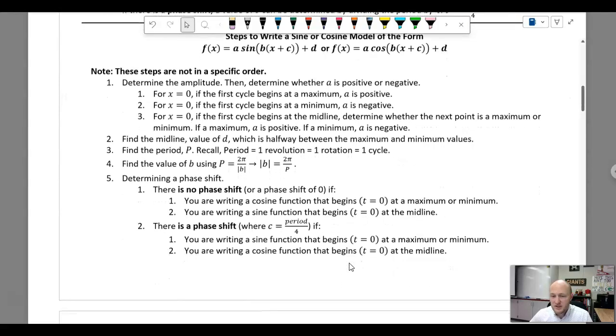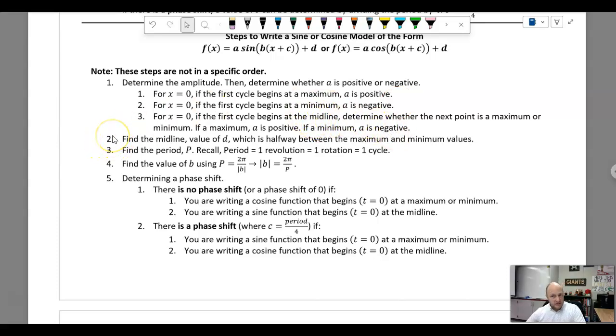to help us with this lesson. Remember, they're not in a specific order, this is just general guidelines. First, determine the amplitude. Then determine whether a is positive or negative. For x equals 0, if your first cycle begins at a maximum, a is positive. If the first cycle begins at a minimum, a is negative. If the first cycle begins at the midline, determine the next point to see if it's a maximum or minimum. If it's a max, a is positive for a sine function. If it's negative, then you're going towards a minimum.